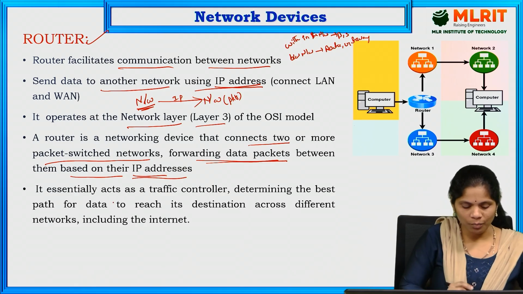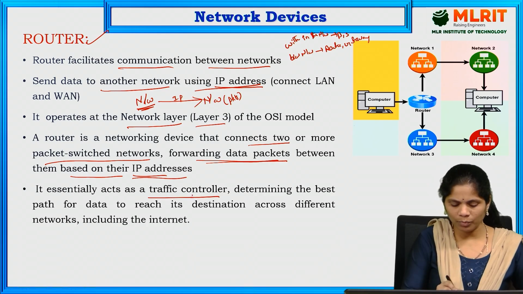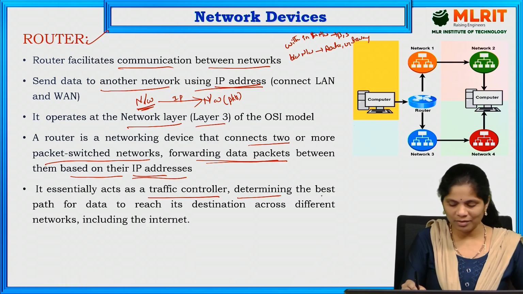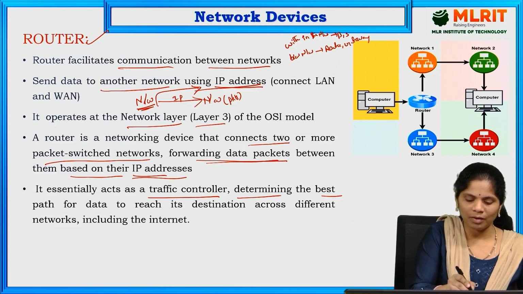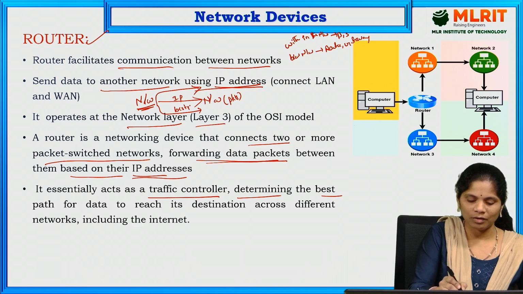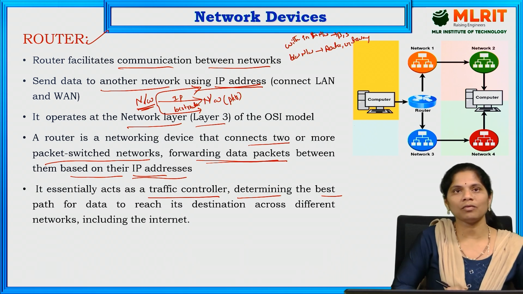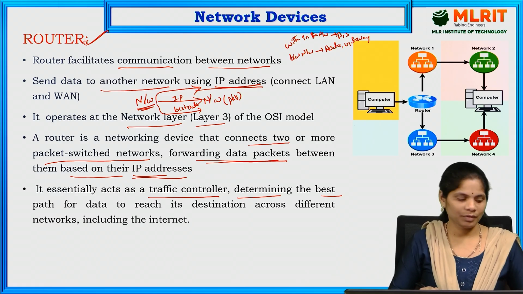It also mainly acts as a traffic controller. How is it a traffic controller? It determines the best path. For sender to receiver, there may be a number of paths for sending the data. Which is the best route for sending the data? For that purpose also, we are going to use the router. That is about the router in networks.